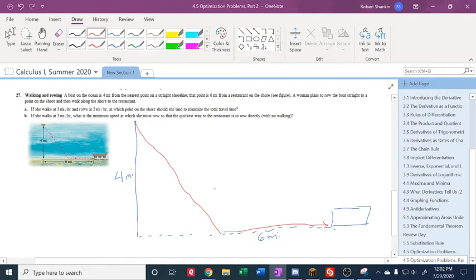You still don't row directly there, because you row so much slower than you walk. You go 1.5 times faster when you walk. So we're trying to find this optimal point at which we can do this.